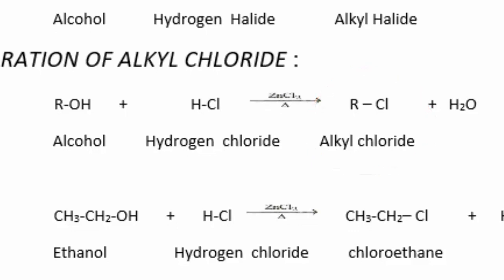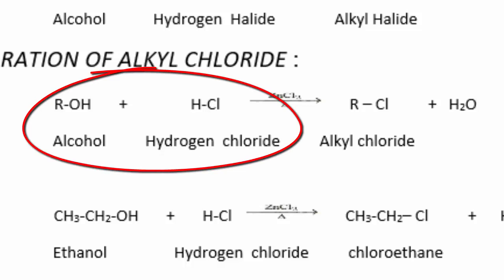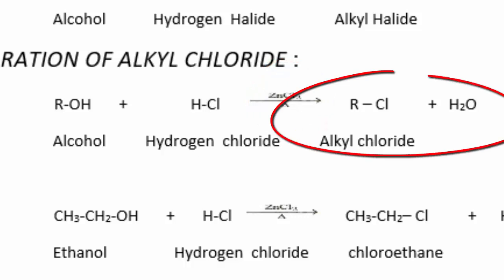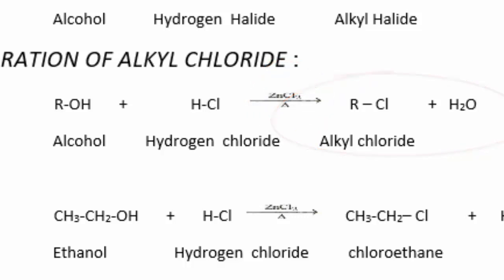For the preparation of alkyl chloride, we require alcohol and hydrogen chloride. The reaction between alcohol and hydrogen chloride in the presence of ZnCl2 gives the product alkyl chloride with water molecules. Here the role of ZnCl2 is that of a catalyst. Now, using the above general reaction, we'll solve some examples.